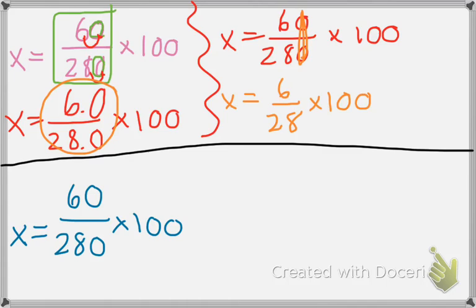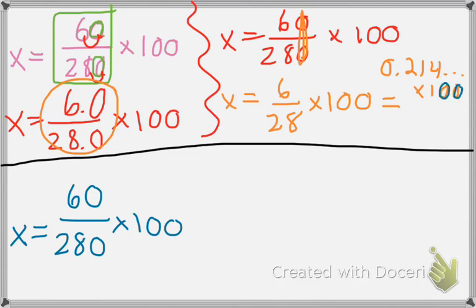So when you divide 6 divided by 28, you get 0.214 dot dot dot. Then remember, times 100. Again, when you multiply by 100, you move the decimal point 2 spaces because of the 2 zeros, and you're multiplying so it's to the right.